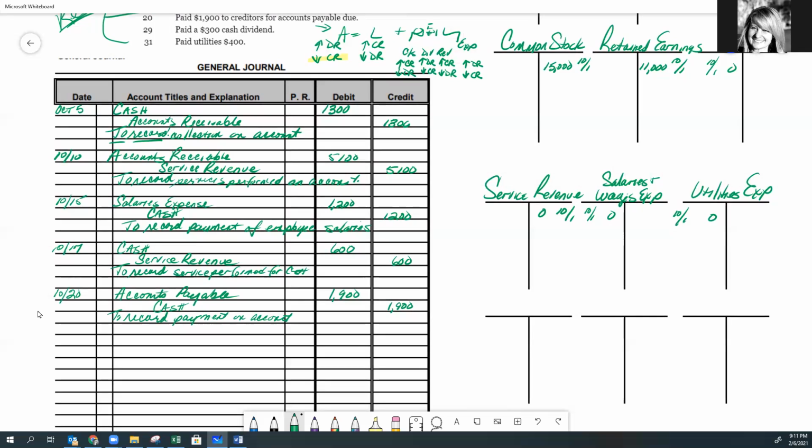So because we paid a cash dividend, our asset cash is going to go down and our dividends are going to increase. So let's take a look at how we make dividends increase. Dividends are part of owners' equity and they make owners' equity decrease. So we do that with a debit. So let's put our date here, 10/29, and debit our dividends account for 300. Debiting dividends makes dividends increase, which makes owners' equity decrease.